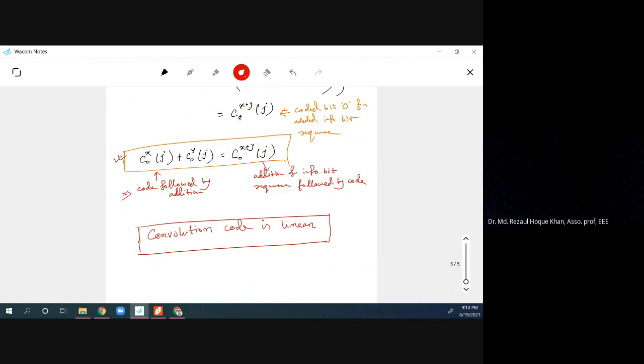Okay, so here we will end our discussion. In our next classes, we will discuss this convolution code further. Thank you.